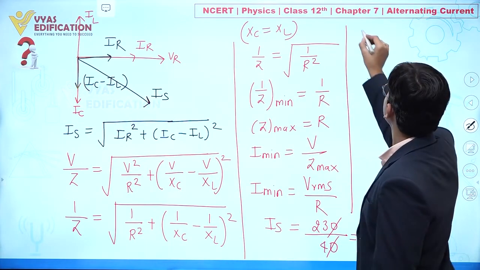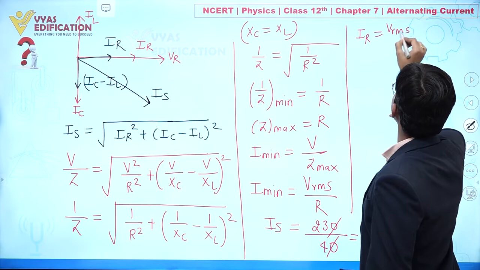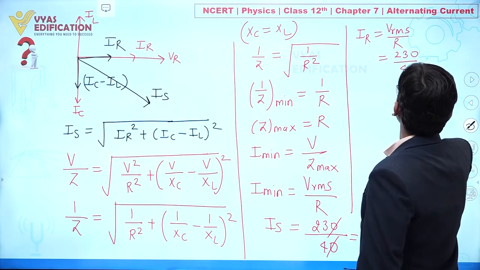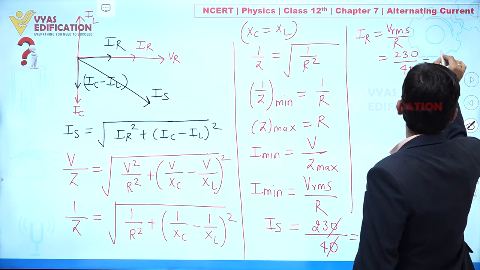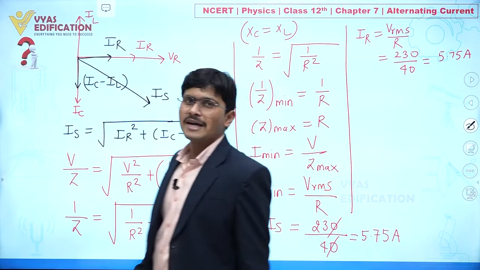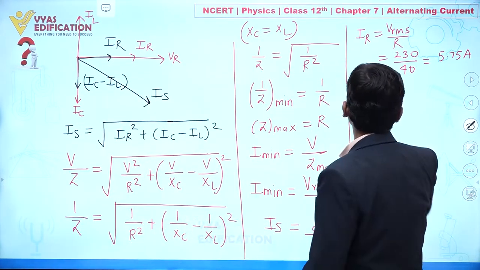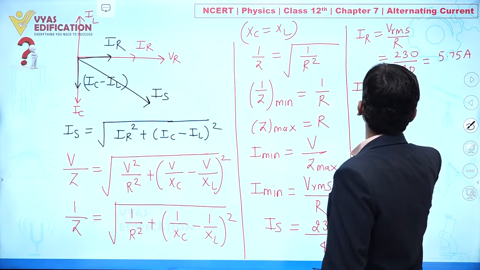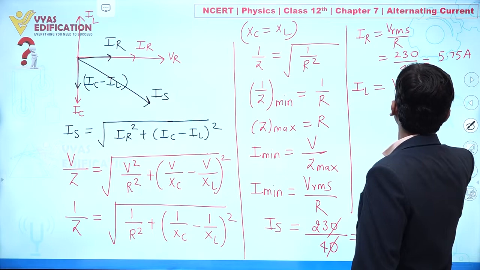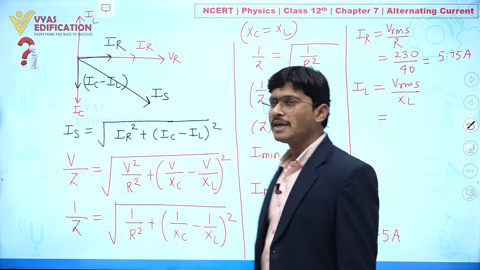So we can write this IR is given by V RMS divided by R, clear, this is equal to 230 divided by 40, you are getting the same value 5.75 ampere, clear. Now can I find what is value of current in an inductor? Yes, we can write like this, value of IL is given by V RMS divided by XL, clear. Now what is value of VRMS?